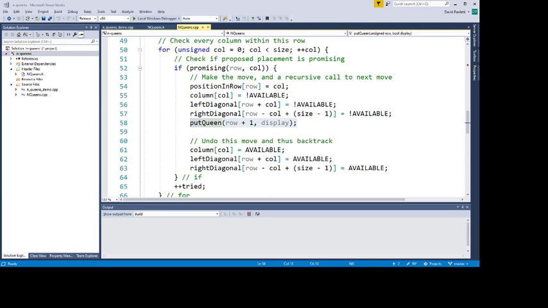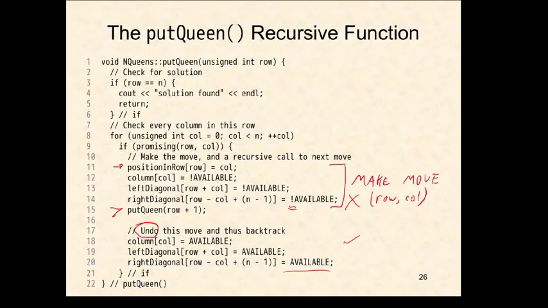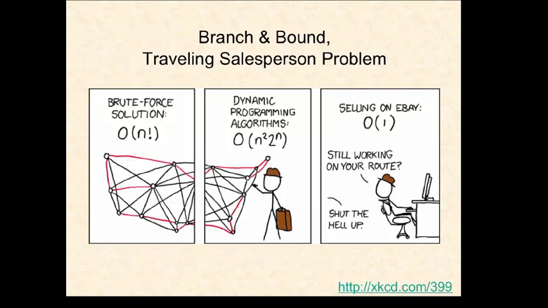All right, so let's go back to the slides. Okay. So now we're going to start talking about branch and bound and TSP. So we've got an XKCD comic here. The brute force solution to traveling salesperson is O of n factorial. And that's actually where we're going to be, except we're going to prune.